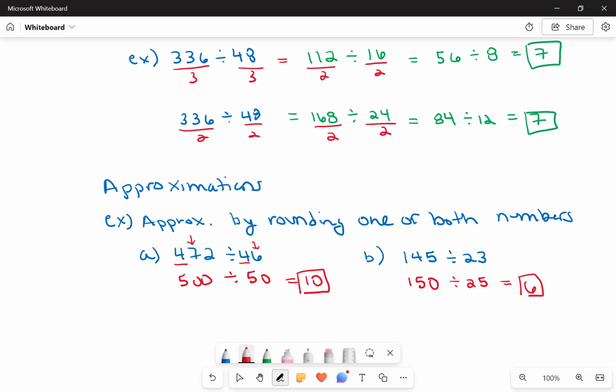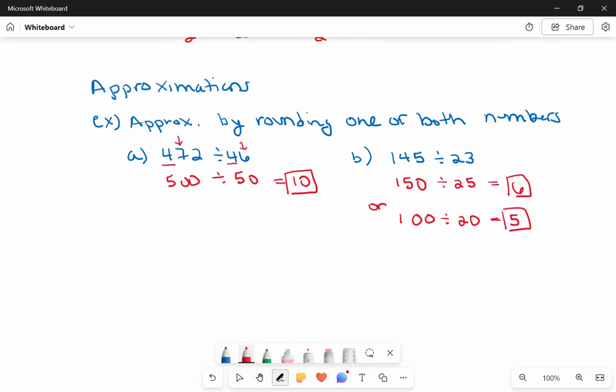Again, I could have potentially rounded it to 100 and 20, using the traditional rounding of the first number, and that would have given me 5, very close in terms of approximation, right? But yeah, I chose to show you a different way. It's very loosey-goosey.